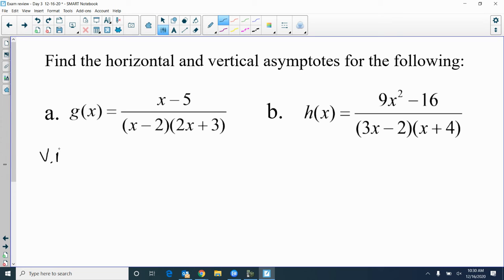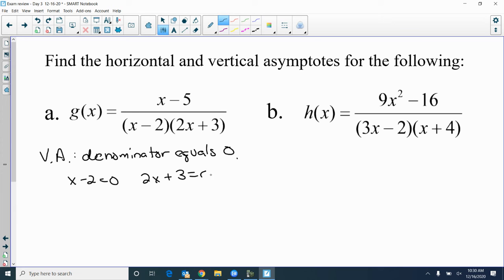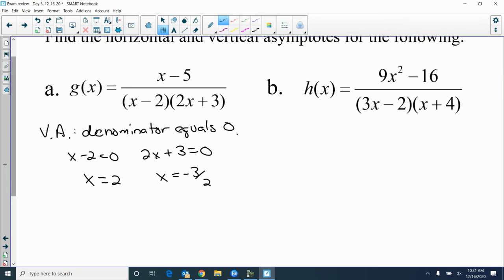So vertical asymptotes, denominator equals 0. So that's just going to be x minus 2 equals 0, and 2x plus 3 equals 0. So they're going to be at x equals positive 2, and x equals negative 3/2. Make sure you list them as an equation, like x equals. Don't just put 2. You got to put x equals. All right, so you get 2 of them.